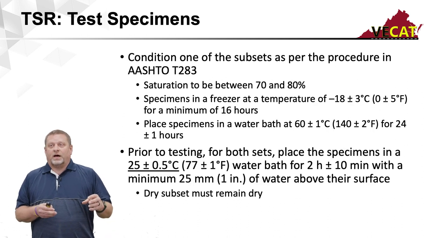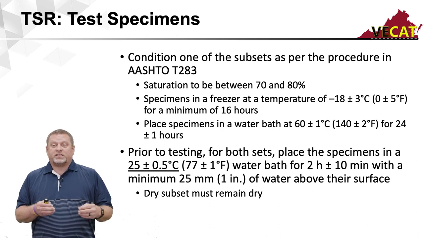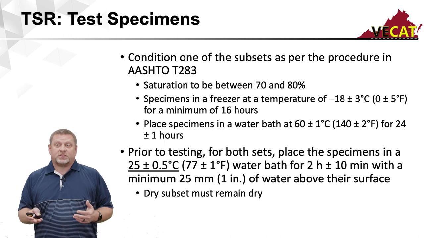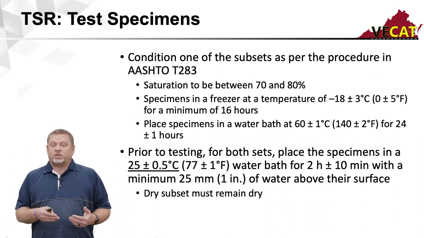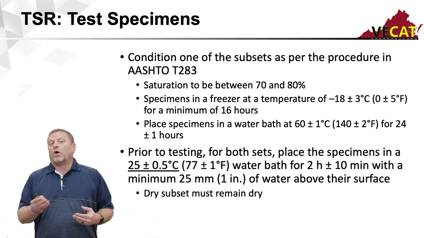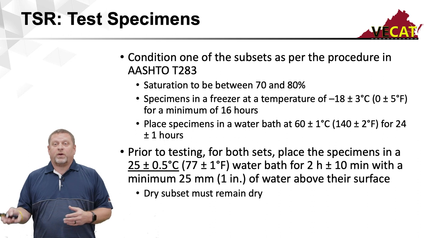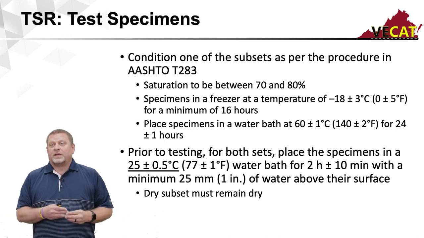One subset, we're going to condition by saturating to between 70% and 80%. And here's another reason you might need an additional specimen. If you oversaturate beyond 80%, that specimen is damaged. You want to discard that specimen and bring a new specimen in at this time. You have to by specification.